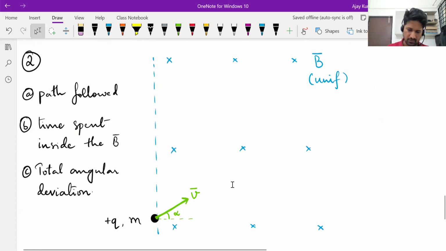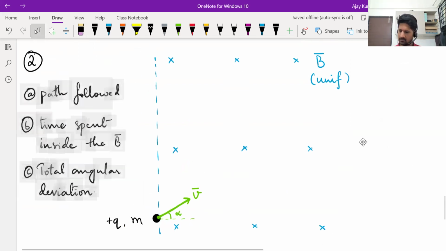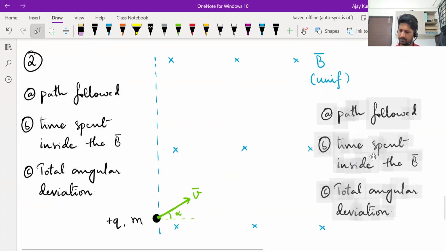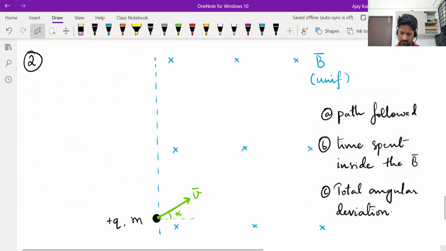So in this case, let's visualize. I'll erase the questions, or I'll paste the questions on the right side. Just a moment. Okay. So here, if you imagine what happens to the particle, the moment it enters into the magnetic field, it starts experiencing a force, and we know that the force is perpendicular to velocity. So the force acts like this, along some direction this way.